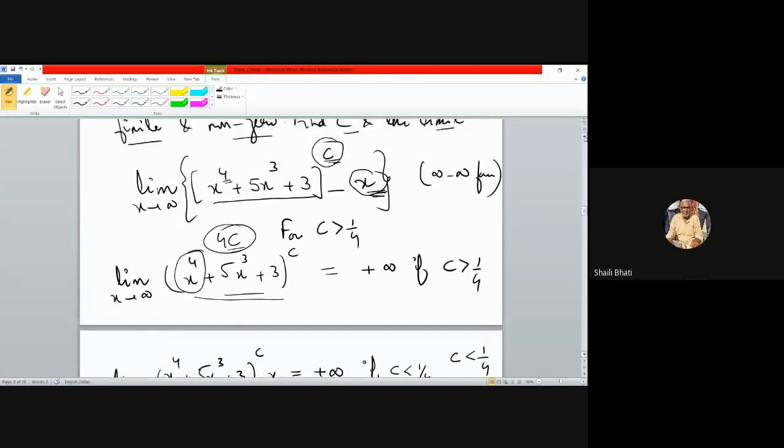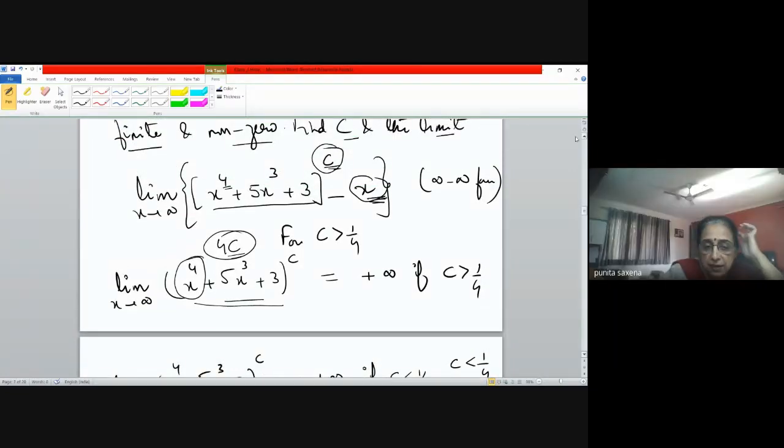Take the value powers of c and then evaluate the limit. For c more than 1 by 4, this limit will be plus infinity. For c less than 1 by 4, this limit will be minus infinity. Because for c less than 1 by 4, ये term 0 हो जाएगा जब limit लोगे as x approaches infinity. So it will be 0 minus infinity, which makes it infinity.